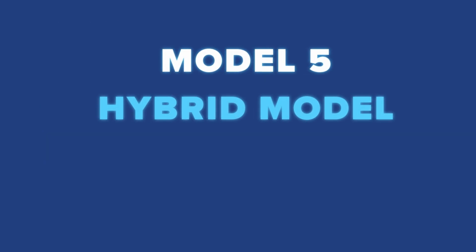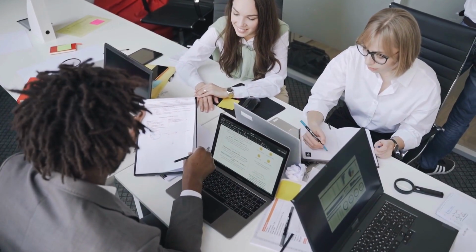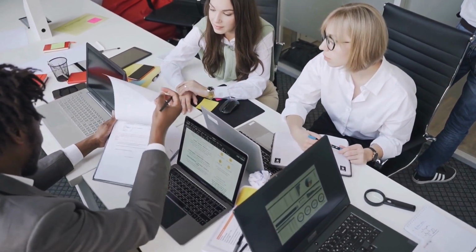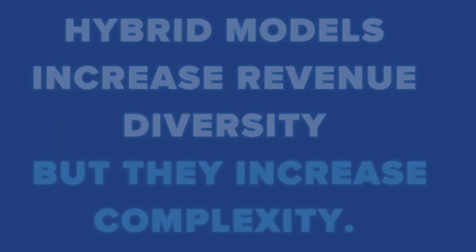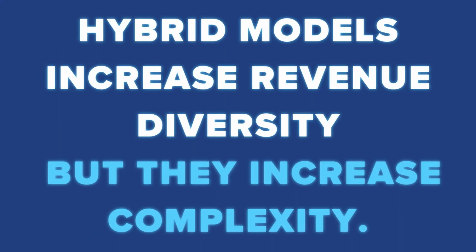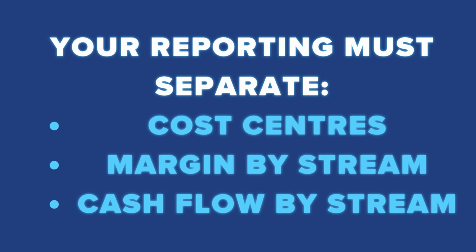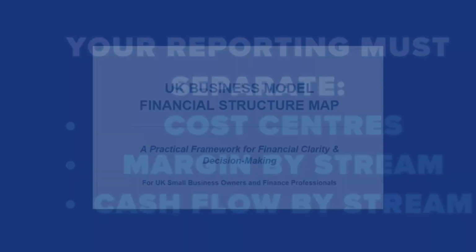Model 5 is your hybrid model, and most UK small businesses are hybrid. For example, consultancy plus digital products, retail plus subscription, or service plus maintenance contracts. Hybrid models increase revenue diversity, but they increase complexity. Your reporting must separate cost centers, margin by stream, and cash flow by stream. If you mix everything together, you lose visibility.